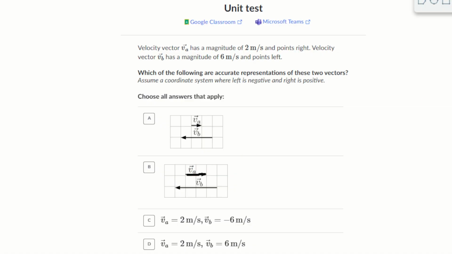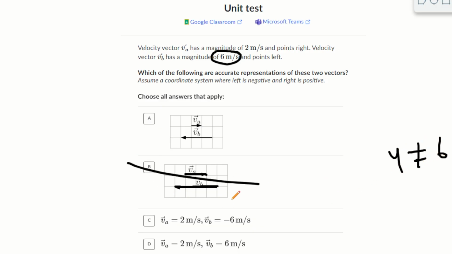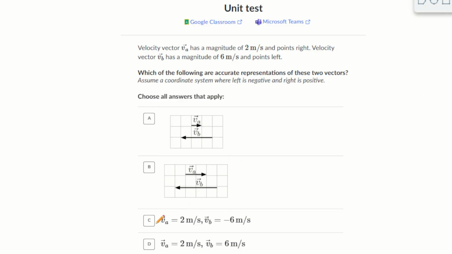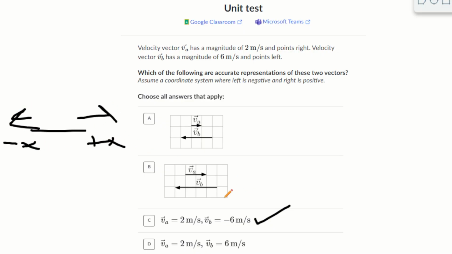Here we have VA going to the right, 1, 2, and here we can see VB goes to the left, 1, 2, 3, 4. But VB has to be going to the left 6 meters per second, and this is only going 4. And we know by VA that each tick mark is represented by 1. This would be 4, and since 4 does not equal 6, we know that choice B would not work. Now choice C says VA is equal to 2 meters per second and VB is equal to negative 6 meters per second. This is true because based off our coordinate system where left is negative x and right is positive x, this one works. So choice C does work.